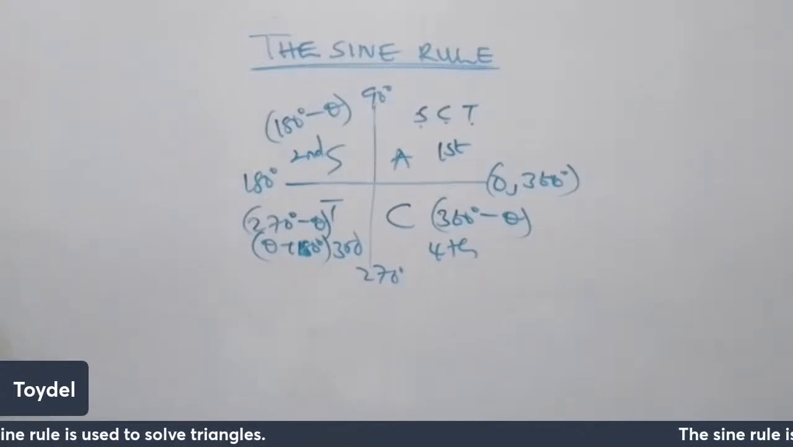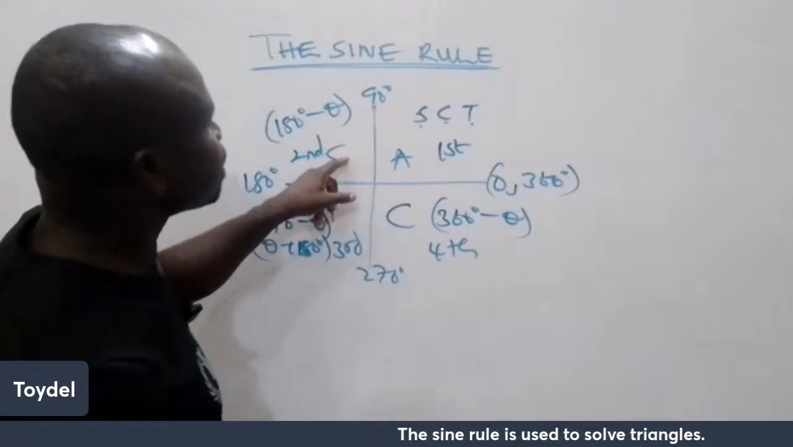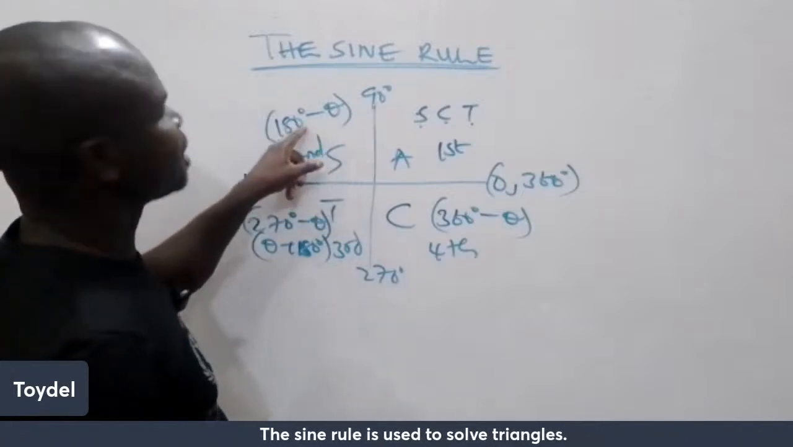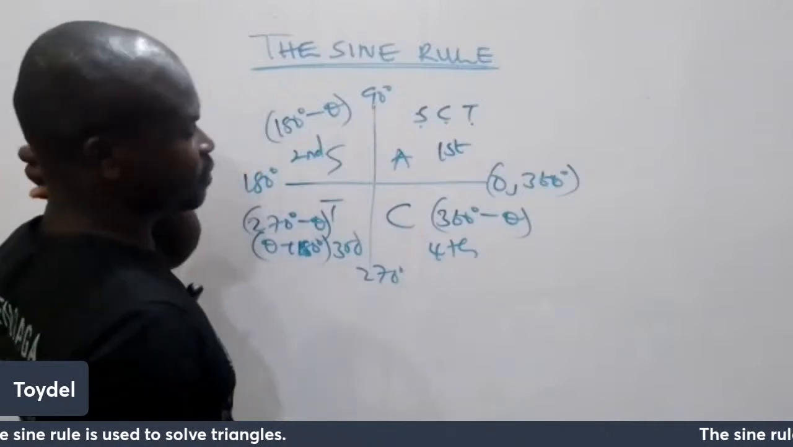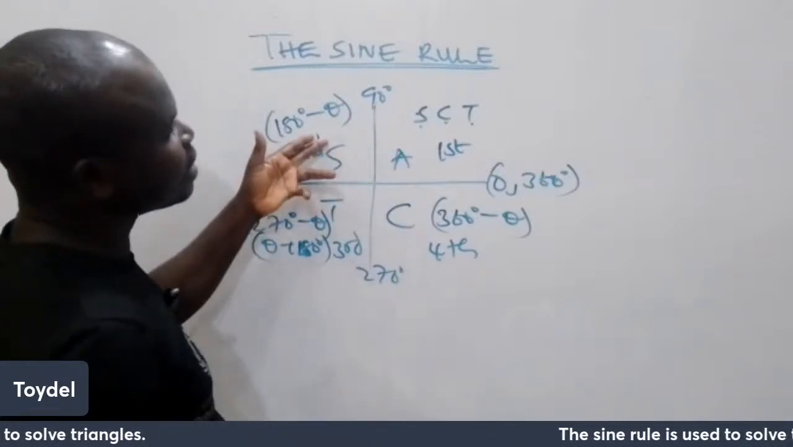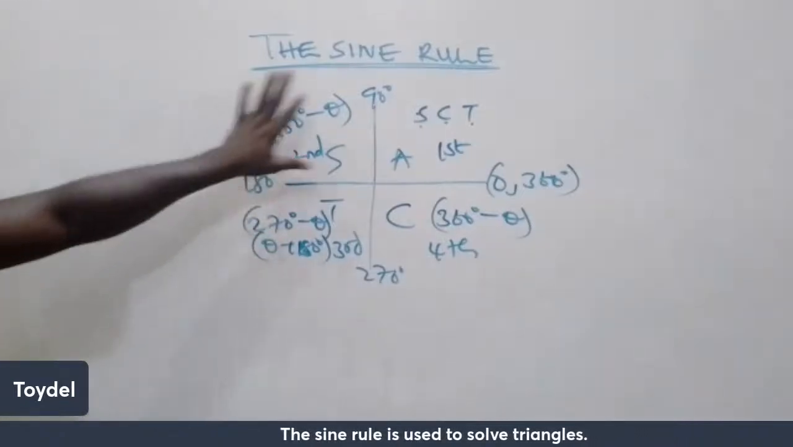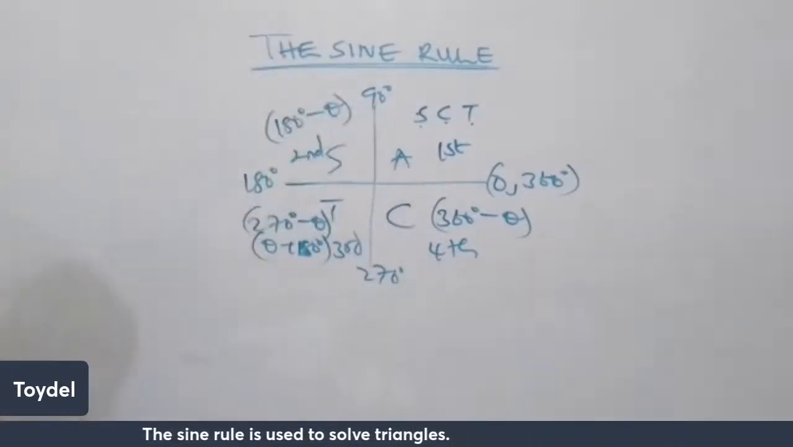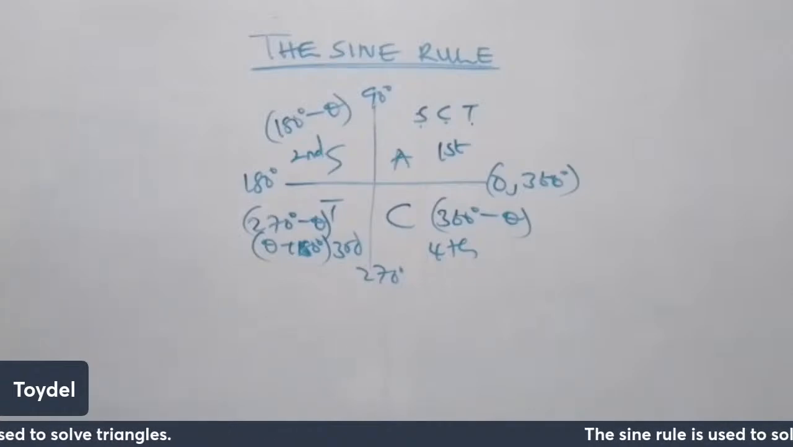So that simply means that under the sine rule, sine 120 will have the same value as sine 60. Same value, you can check, positive. But cos 120 is going to be negative cos 60. That's the implication. So the knowledge of quadrants is actually needed under the sine rule. Then when do we apply the sine rule to solve a triangle?